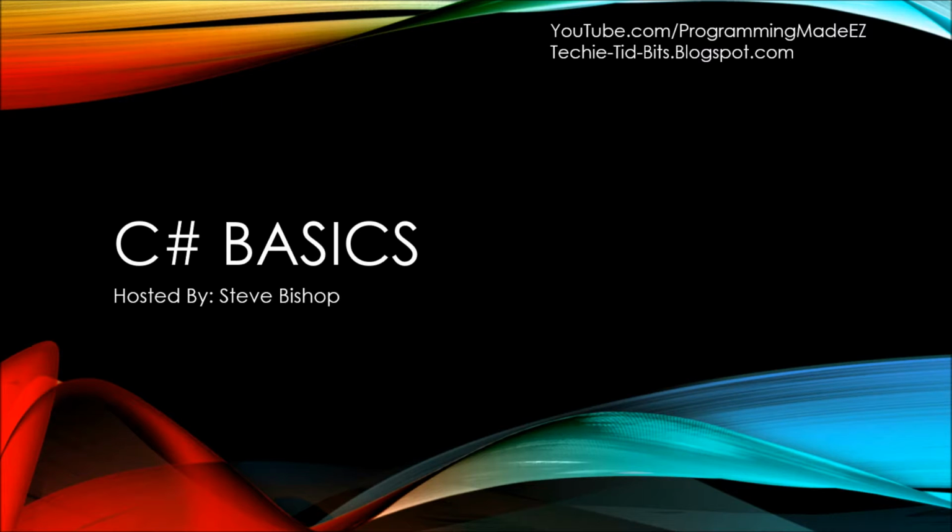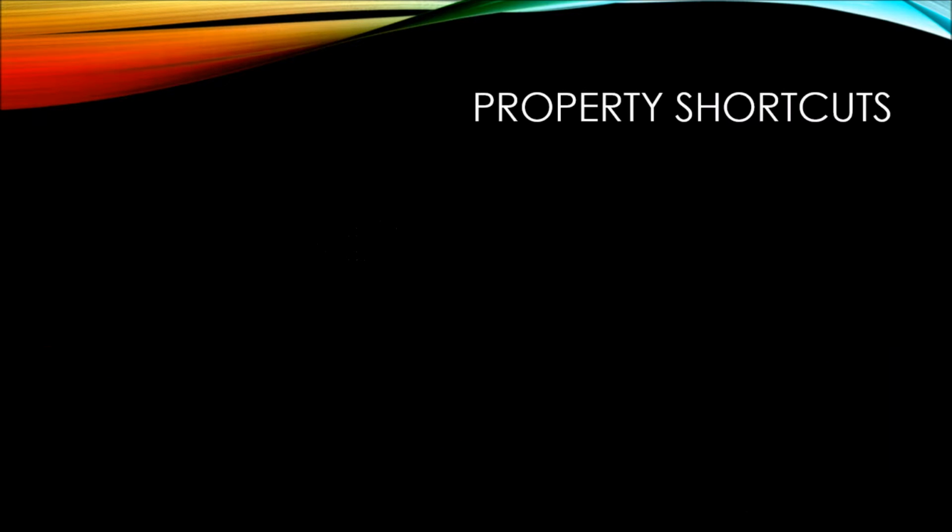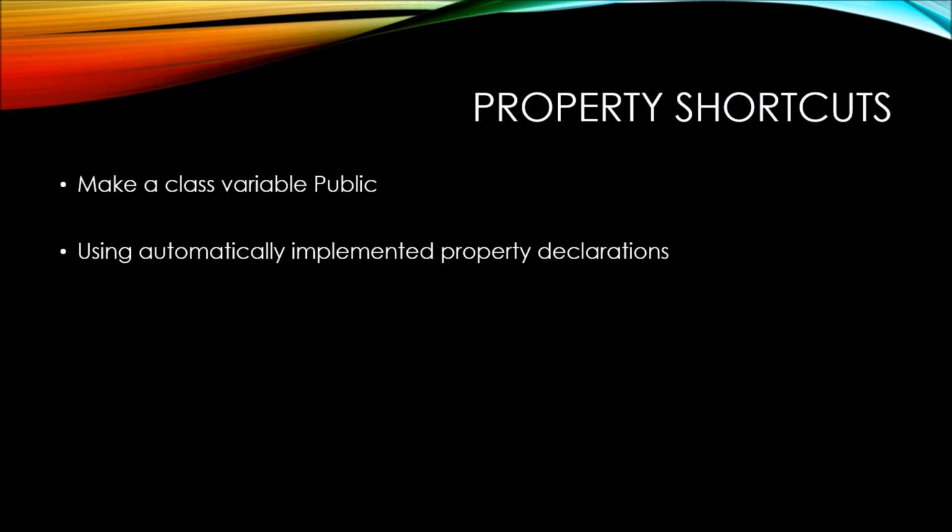In this video on C# Basics, I'd like to talk about some shortcuts to defining your properties. Now, probably the most frowned upon method, but it is a viable option, is to make a variable in your class public. And by doing so, that exposes that variable to any of the callers that might be calling that class.